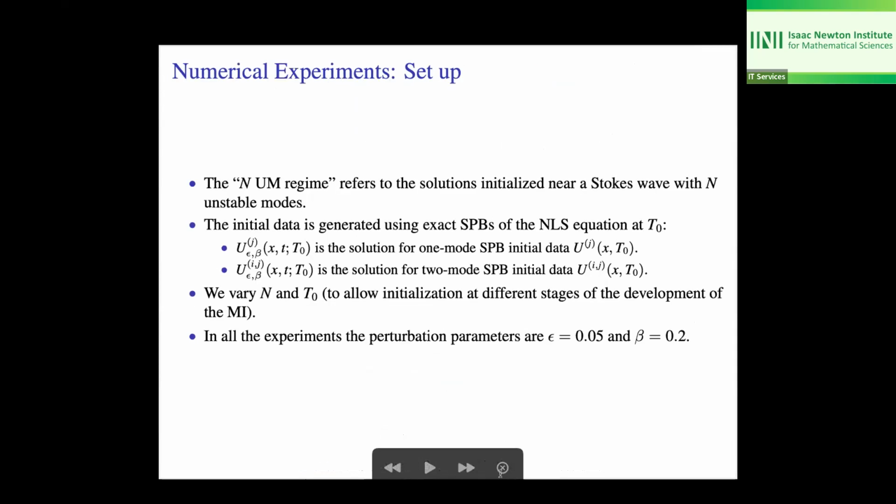Okay, so now for the setup of the numerical experiments, the N unstable mode regime refers to the solutions that are initialized near a Stokes wave with N unstable modes. And again, the initial data is generated using exact SPBs of the NLS equation at T naught, and we're varying N and T naught. And in all the experiments, the perturbation parameters are epsilon equals 0.05 and beta equals 0.2.